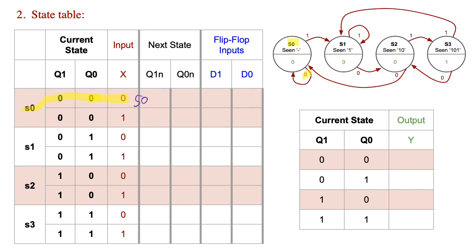Now, if we are in state 0 and the input we receive is a 1, that means we're gonna go to state 1 here. So I'm gonna write state 1.